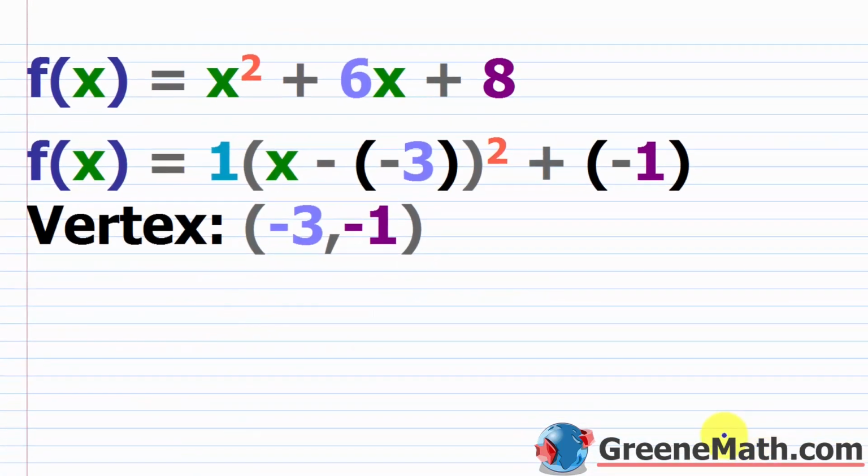Let's talk about the third and final method that you can use, and then we'll just burst through a couple of problems. So again, we have f of x equals x squared plus 6x plus 8, and in vertex form, f of x equals 1 times the quantity x minus a -3 squared, and then plus a -1. Vertex occurring at -3, -1. We already know what this is.